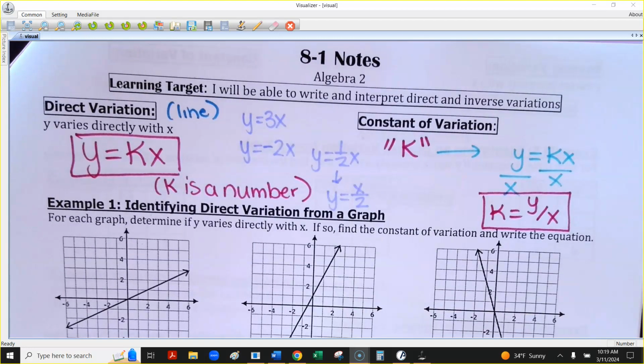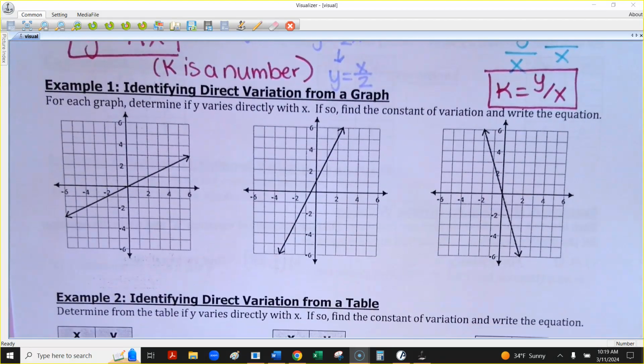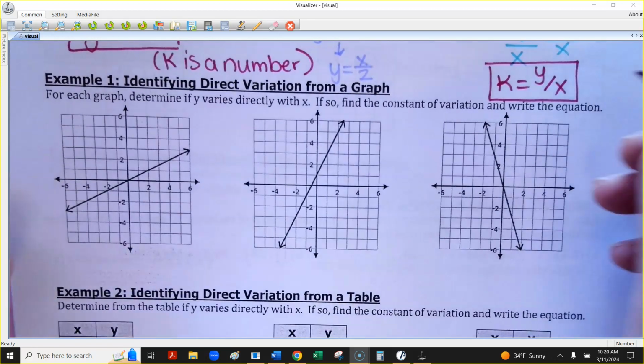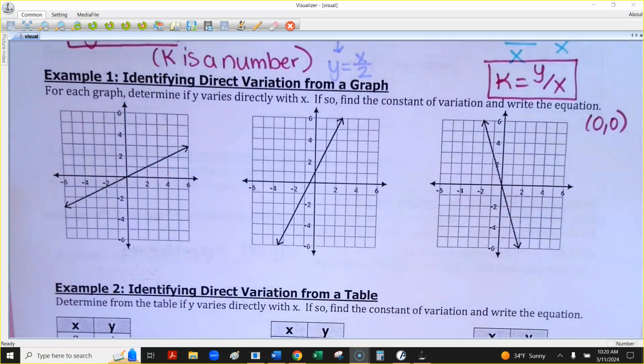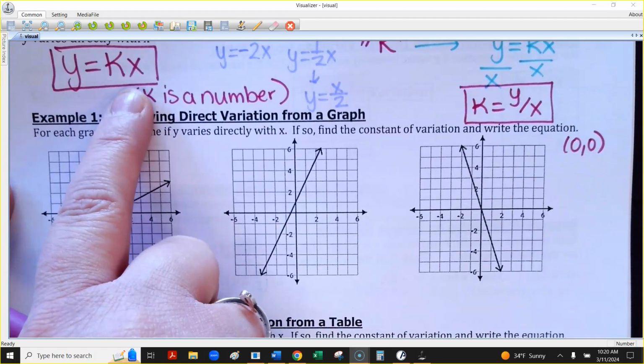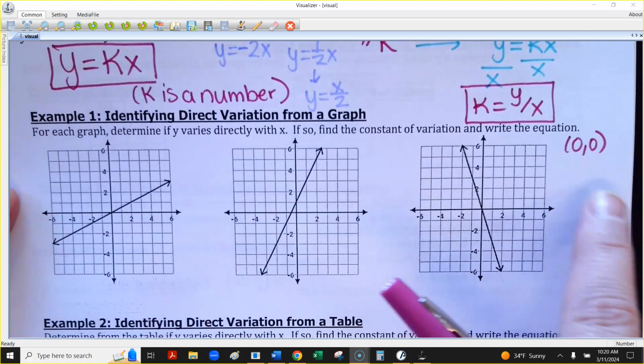Okay, now, on a graph, the k value is just going to be the slope. Now, the thing is, it has to just be some number times x. So if you have a graph, it has to go through 0, 0. If it's in this format, some number times x, we don't have like a +2 or something like that. So you don't have a y-intercept other than 0. It has to go through 0, 0.